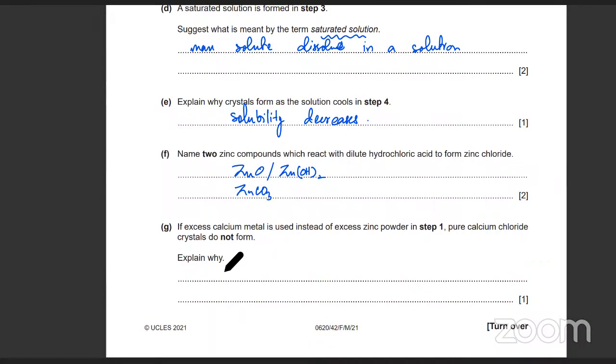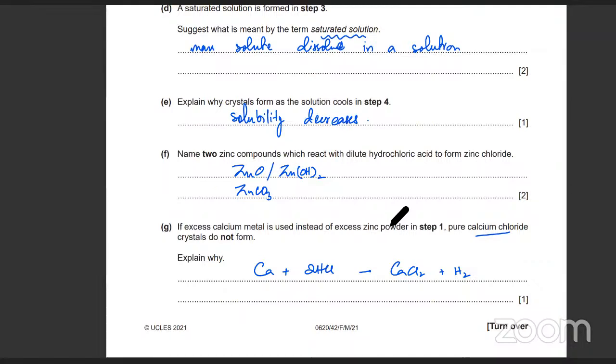Explain why. वो कह रहा है कि अगर instead of zinc calcium use करते हैं, so he's saying that pure calcium chloride crystals do not form. Why is that? क्या होगा? Why? Because there will be some zinc powder and some calcium metal like this. Zinc. It's saying, I mean, he's not using zinc.